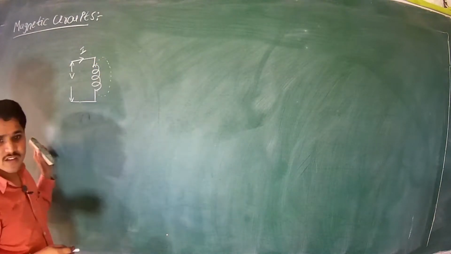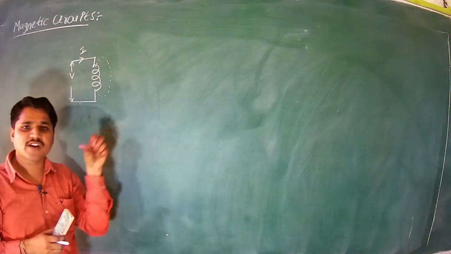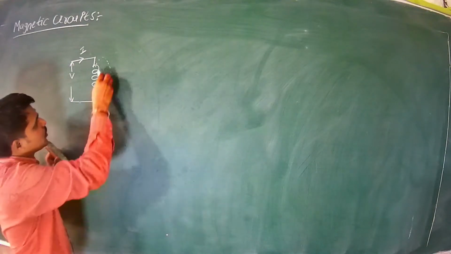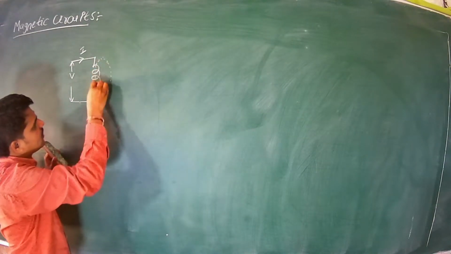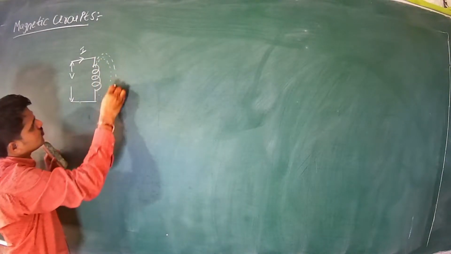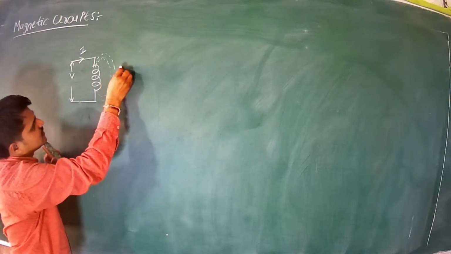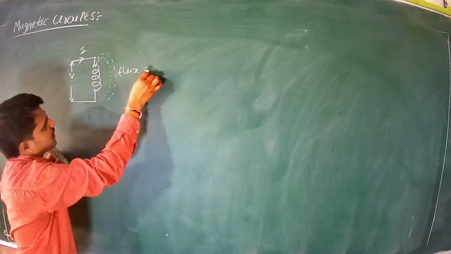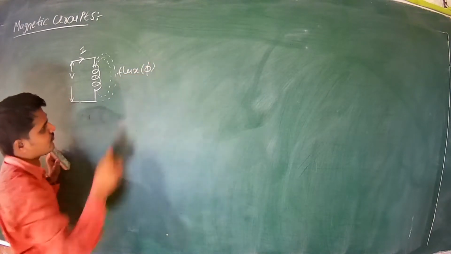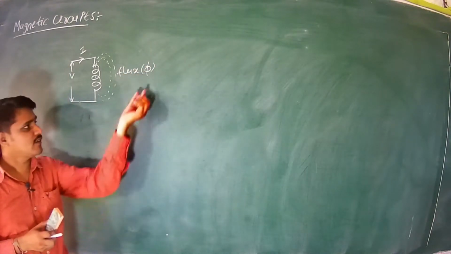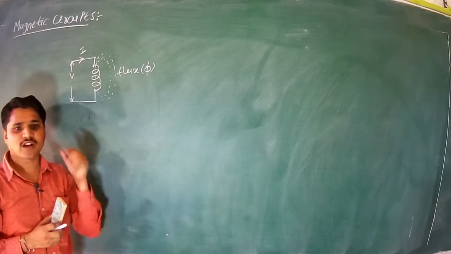According to Faraday's law, whenever you allow current into the conductor, it will produce magnetic lines of force. We are calling the magnetic lines of force as flux, denoted by phi. So this is one concept.